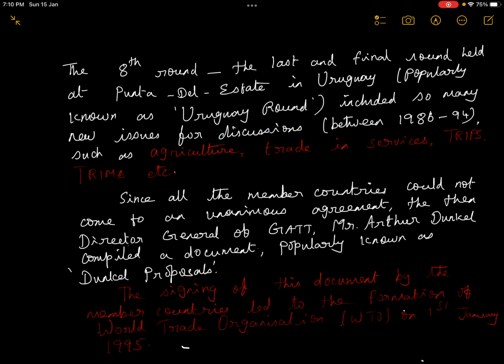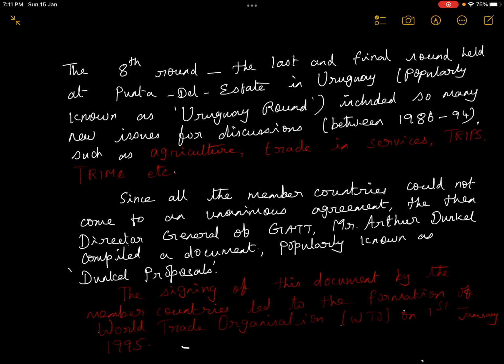Even after that, a proper agreement could not be reached between the member countries. So during that period, the then Director General of GATT, Mr. Arthur Dunkel, compiled a certain document which all the member countries agreed to and signed.